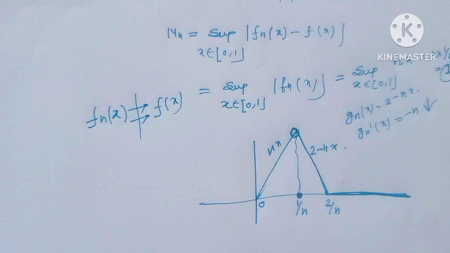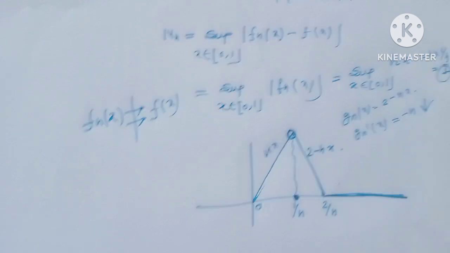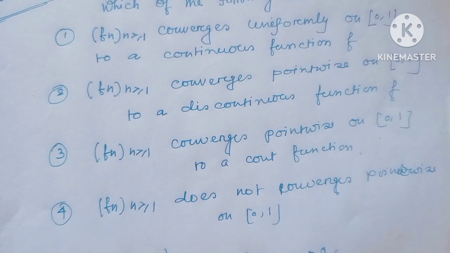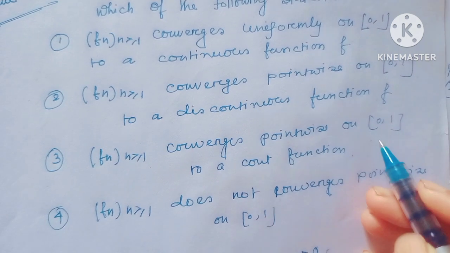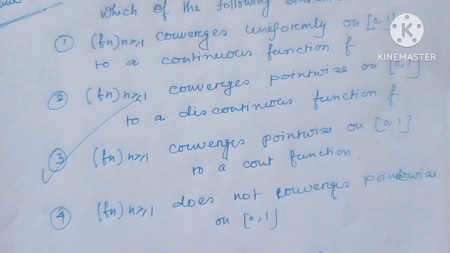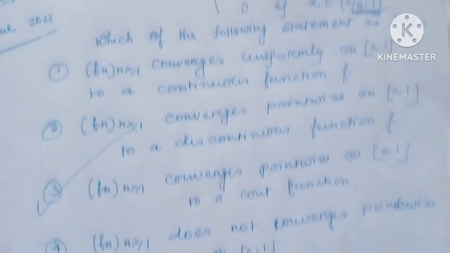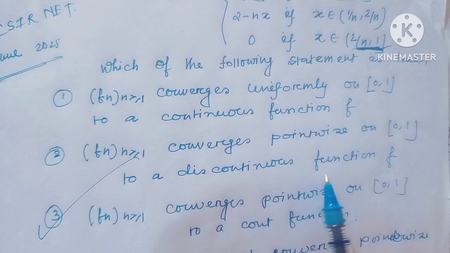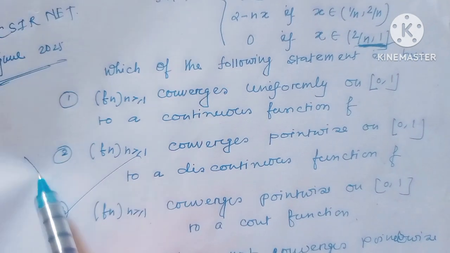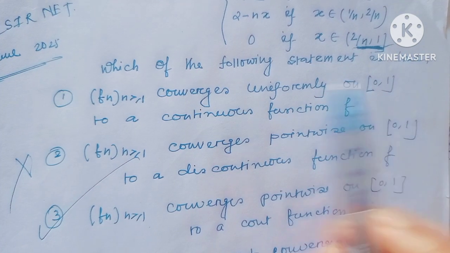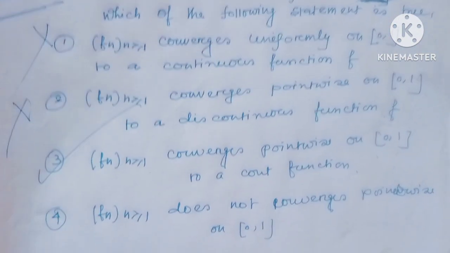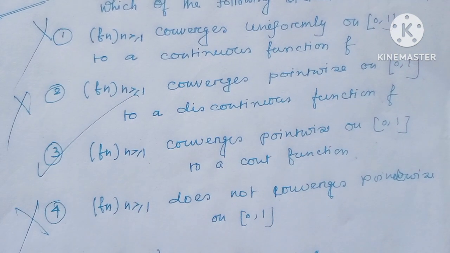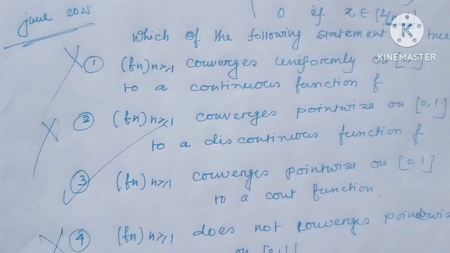I hope all my viewers have understood this question. That means fn(x) converges pointwise to a continuous function f(x) equal to 0. This is the right option. Here, fn(x) converges pointwise to a discontinuous function, this is wrong. Fn(x) converges uniformly, this is also wrong. Fn(x) does not converge pointwise, this is also wrong. Only option 3 is the right option.